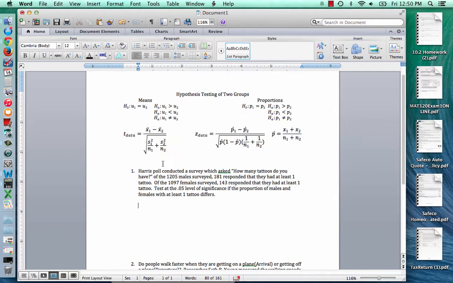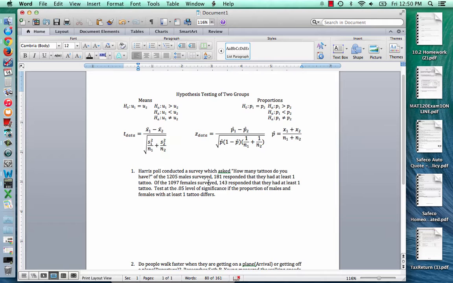So let's read this problem. It says, Harris Poll conducted a survey which asked, how many tattoos do you have? Of the 1,205 males surveyed, 181 responded that they had at least one tattoo. Of the 1097 females surveyed, 143 responded that they had at least one tattoo. Test at the alpha 0.05 level of significance if the proportion of males and females with at least one tattoo differs.